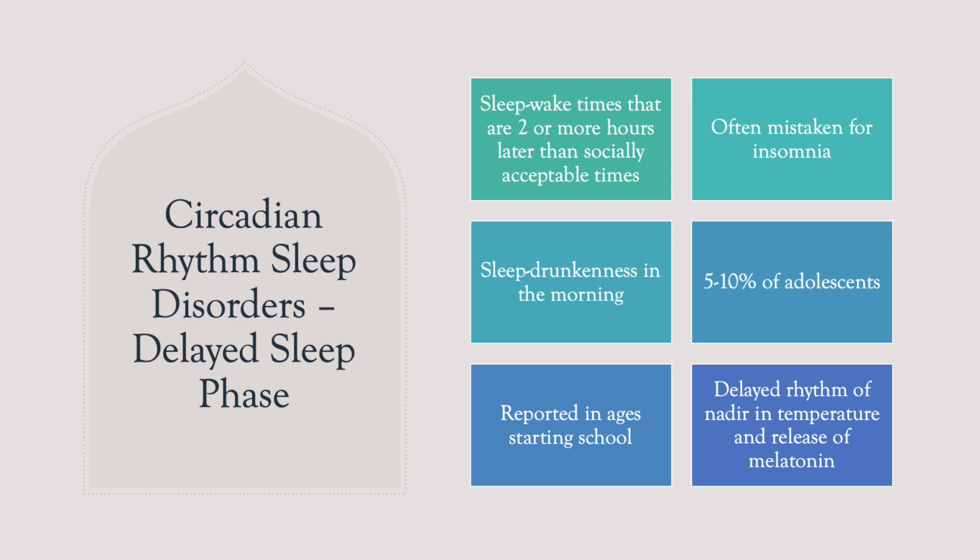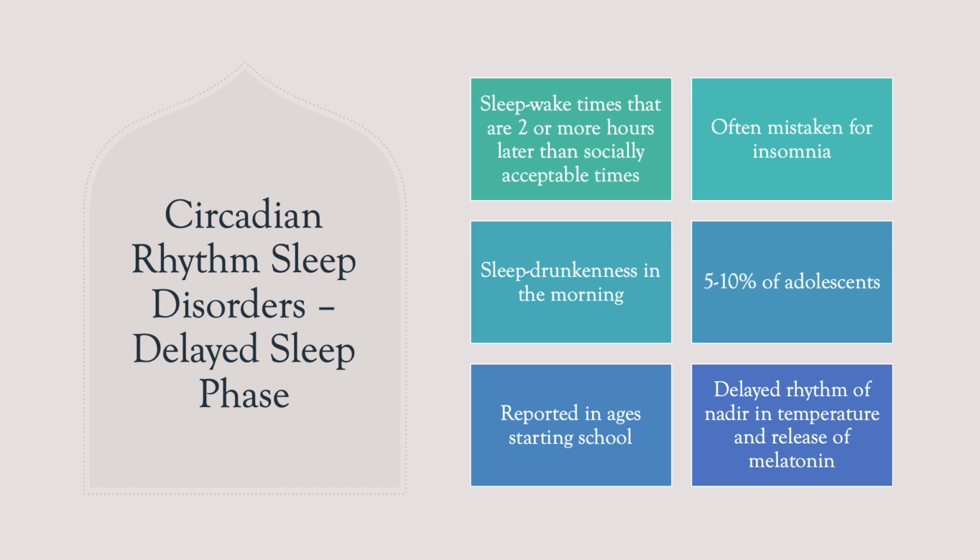Specifically, delayed sleep phase occurs when a person goes to bed at least 2 hours later than what is considered normal, and it is often mistaken for insomnia. What is normal anyways? I guess a lot of people would say somewhere between 9 and 10. It occurs in about 5 to 10% of adolescents and usually begins around school age. If the person has to get up, for example, to go to work or to go to school, they may be depriving themselves of sleep because their phase is delayed.